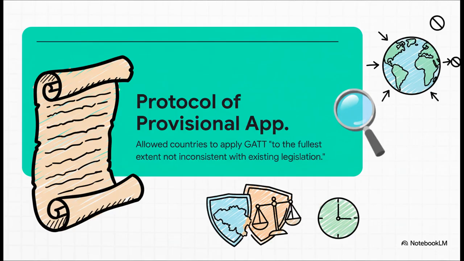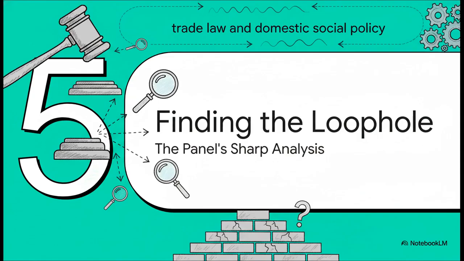It essentially grandfathered in any mandatory laws that were already on the books before the GATT came along. So Belgium's argument was simple. Our family allowance law is from 1939, a full 8 years before the GATT even existed. Therefore, it's existing legislation and it should be exempt from these new MFN rules. That was a pretty strong argument, you have to admit.